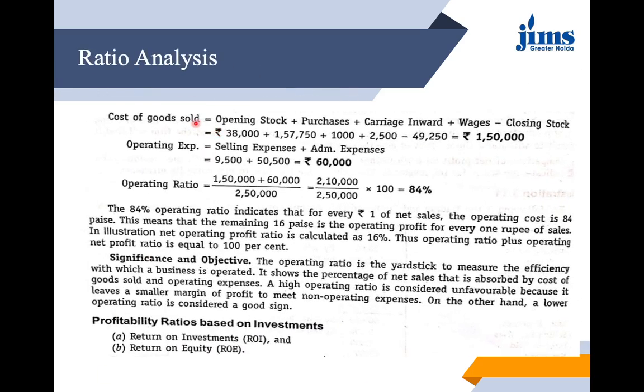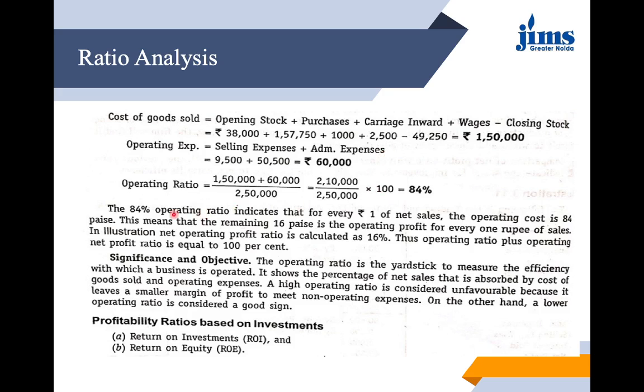So for the previous question only, we can calculate the cost of goods sold. Opening stock, purchases, carriage inward, and wages are given to us. We can add all of these and subtract the closing stock from it and obtain it as 1,50,000. Operating expenses, we are having two: selling and administration expenses, and accordingly we can calculate it.